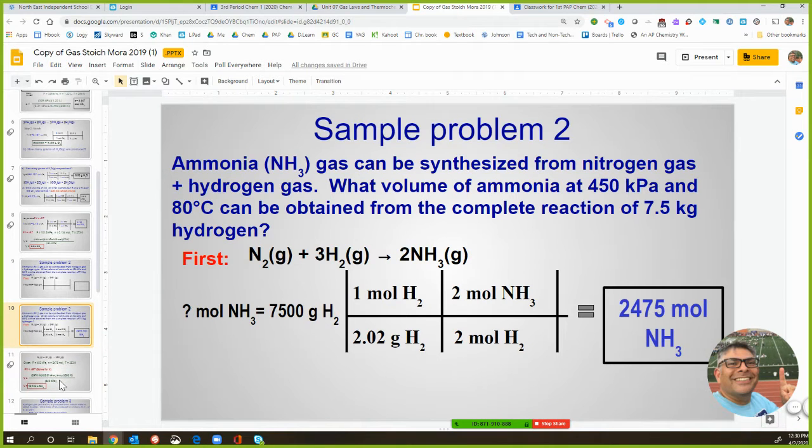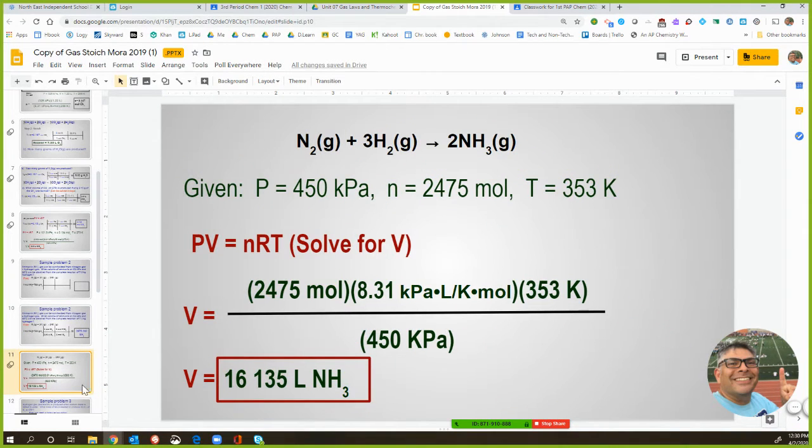You can use an ICE table for it too. I know it says that on the form, but this was made without ICE tables in mind. So anyways, we got our answer there, 2,475 moles.